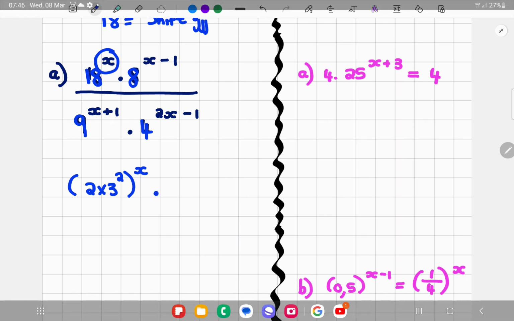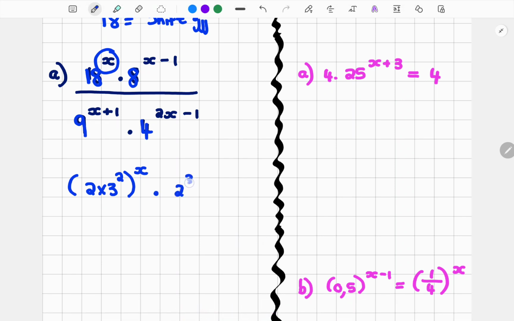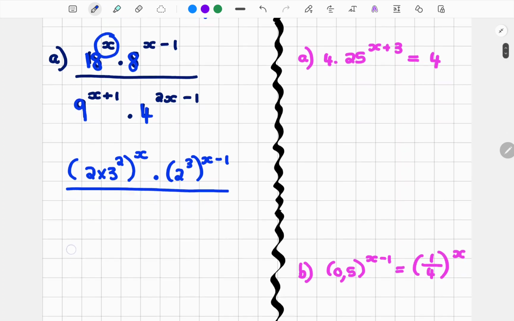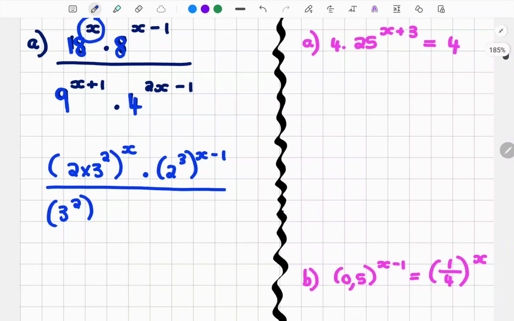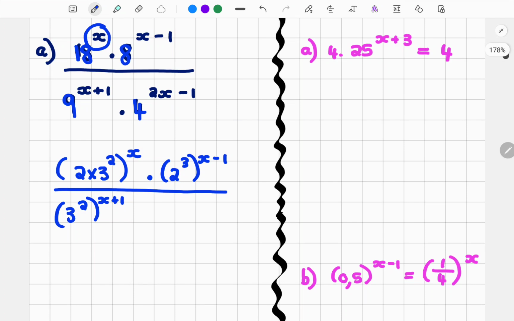Then 8 is 2 to the power 3, that 3 pushes up and it needs to multiply with the x minus 1, the x and the negative 1. The 9 becomes 3 squared, that 2 pushes up and it multiplies with the x as well as the positive 1. Times 2 to the power 2, that 2 pushes up and it needs to multiply with the 2x minus 1. It will really be in your benefit if you write more steps rather than fewer steps, because you might just make a mistake somewhere.